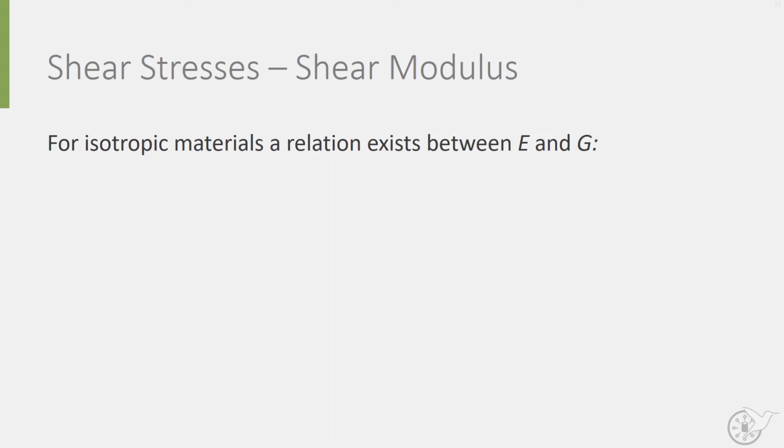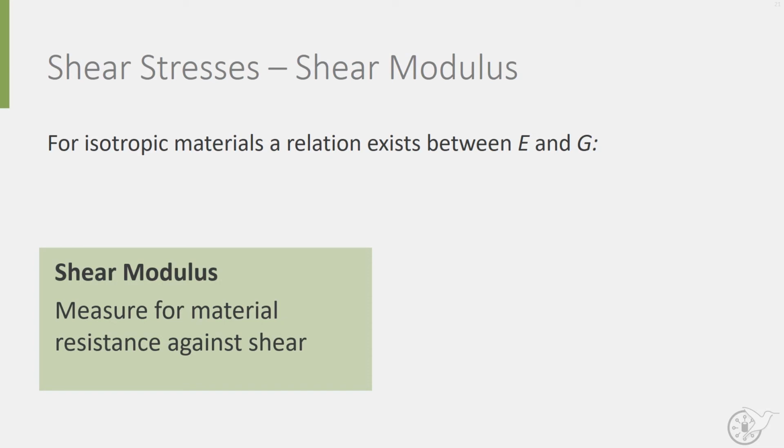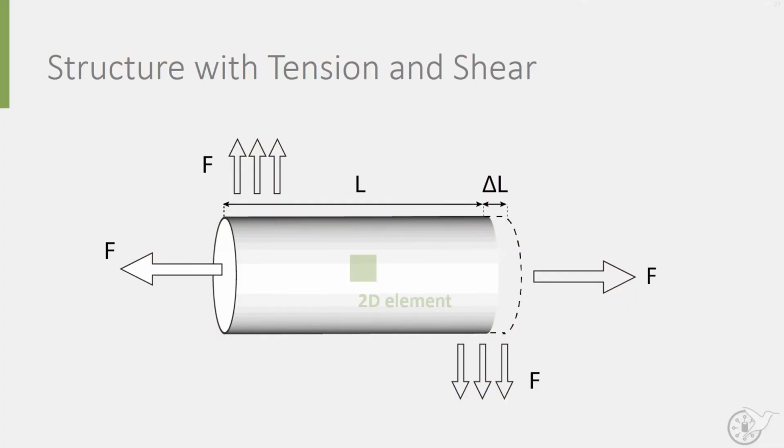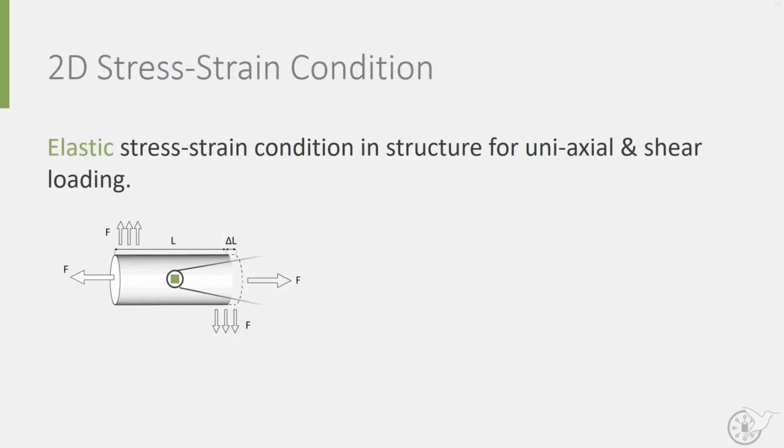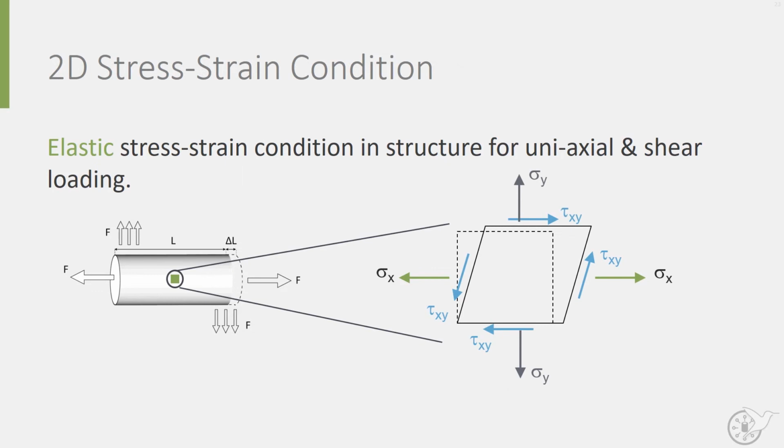For isotropic material, the modulus of elasticity E and the shear modulus G are related. The shear modulus G is then equal to the modulus of elasticity E divided by 2 times 1 plus the Poisson's ratio nu. And with isotropic materials, we mean materials that have identical properties in all directions. In practice, materials are often loaded by multiple load types. So, if we consider the case of a two-dimensional element that is loaded in shear and in tension, both shear and normal stresses occur. This is known as a 2D elastic stress-strain condition for uniaxial shear deformation, and this stress state is very common in aerospace structures.